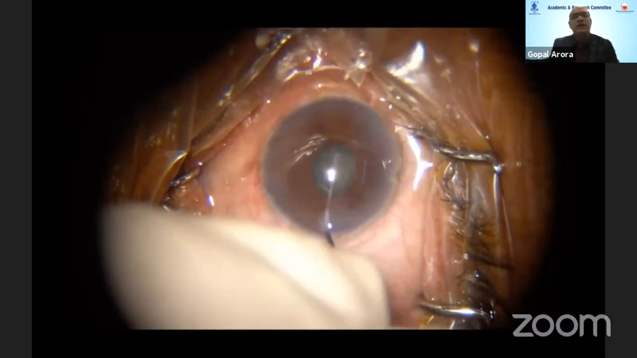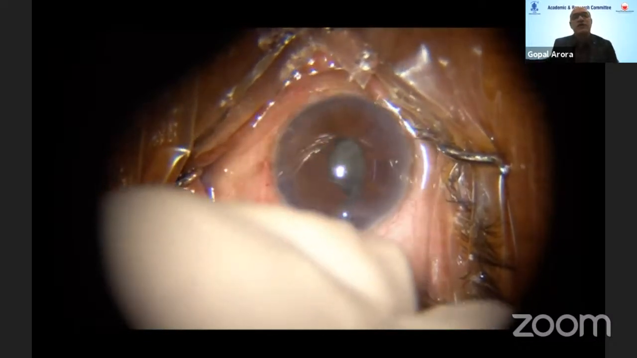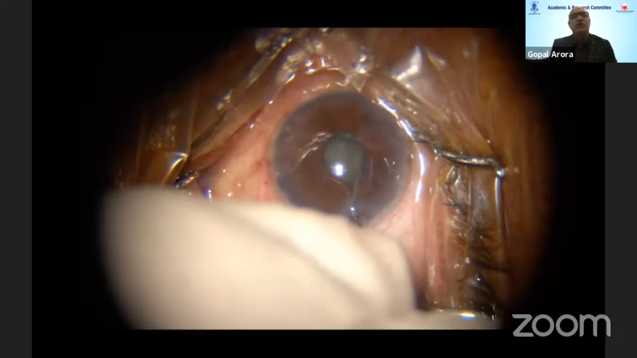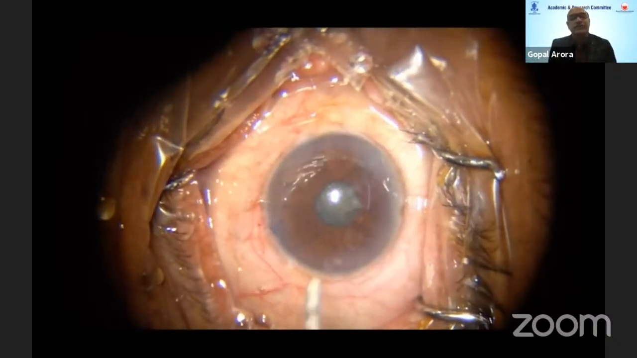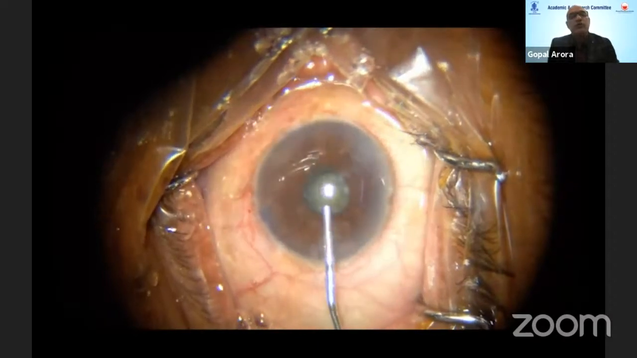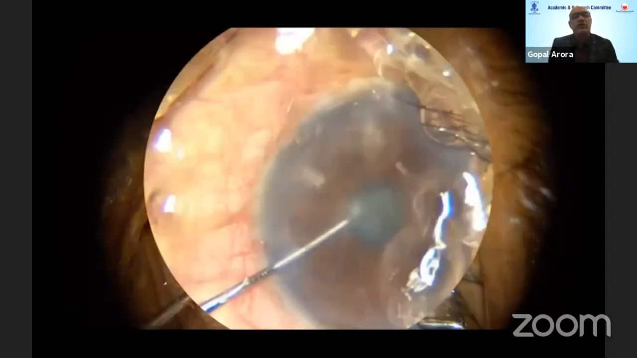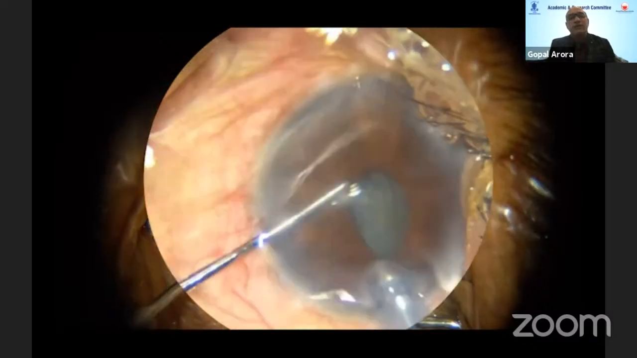Now doing a gentle hydrodissection, and as you see, just tapping at the center of the nucleus to make sure that the fluid behind has dislodged. Now, before you start with your phacoemulsification, you need to form the anterior chamber with the viscoelastics.